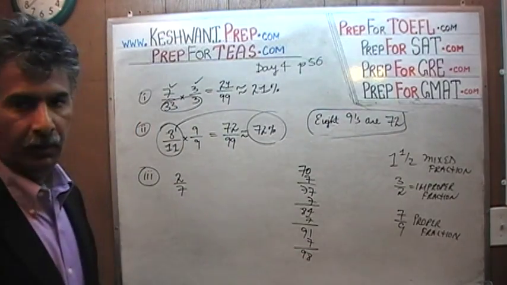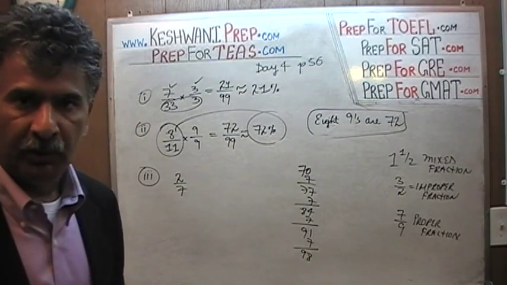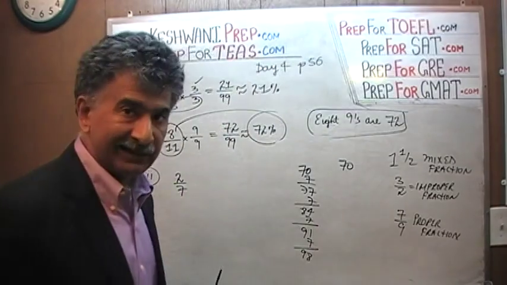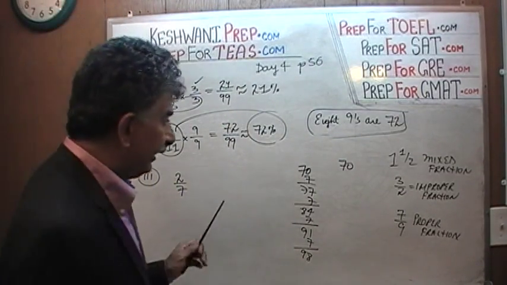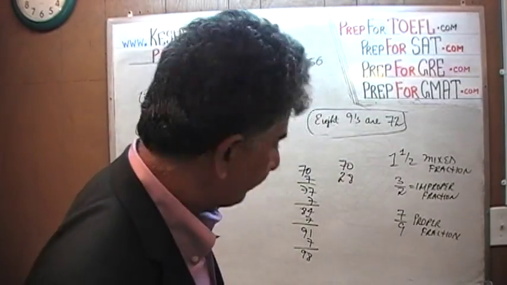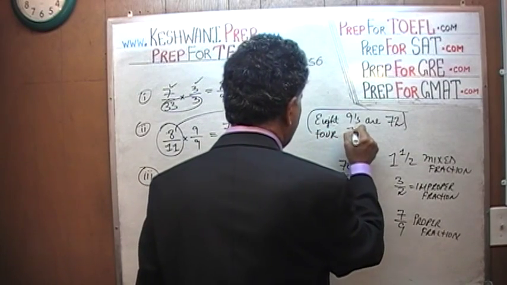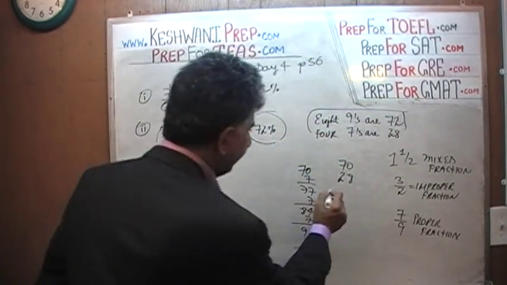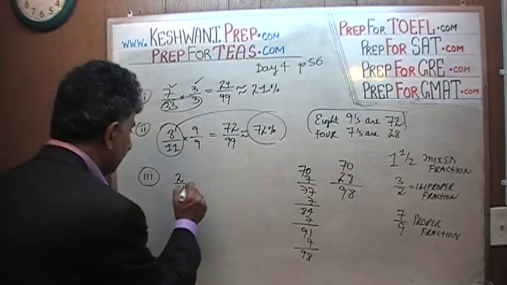Voila. Of course, in the real exam, we wouldn't be so silly as to do it individually like this. Ask yourself, it's very simple. 70 represents 10 sevens, and then 4 sevens are 28. 4 sevens are 28. Everybody knows that. So 28 plus 70 is going to give us 98.